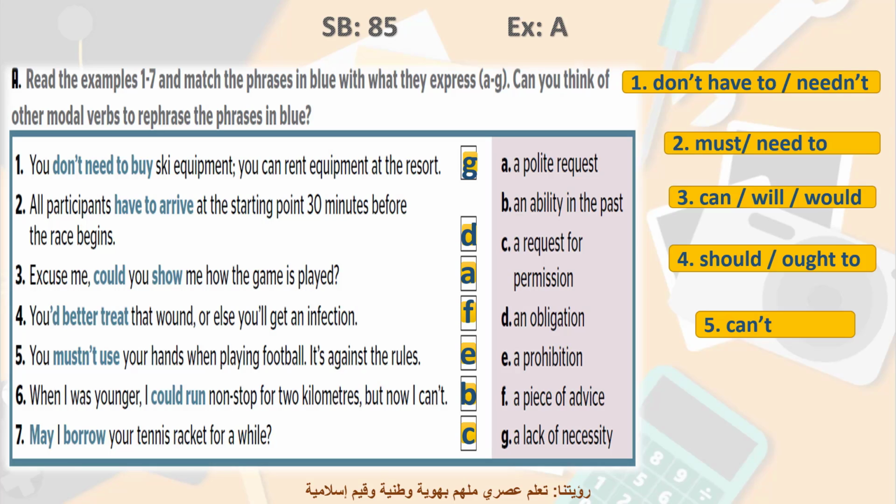Number 6, when I was younger, I could run. That was an ability in the past, right? So we can also use was able to. كنت قادرا على فعل كذا.